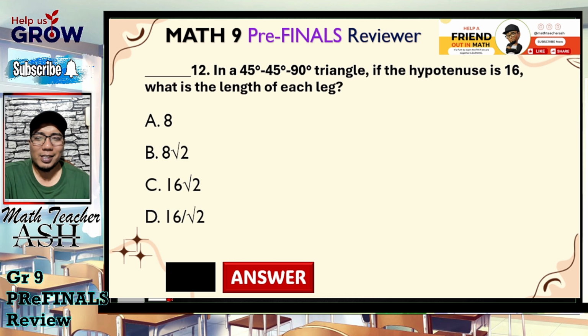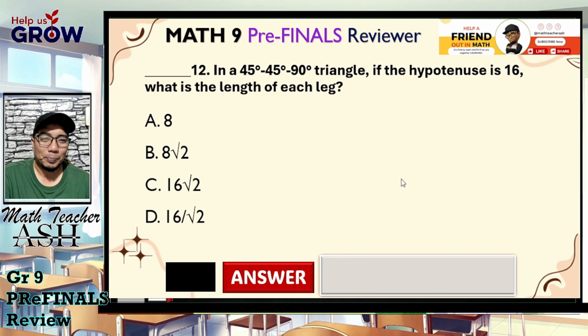Alright, my dear math learners, this is another special triangle we are dealing with here, the 45-45-90 triangle. Now, according to the rule, if you have a 45-45-90 triangle and your hypotenuse is given, in order to get the measurement for each leg, you just divide it by square root of 2. In this case, we have 16. Divide this by 2, that is 8, and then put square root of 2, you have 8 square root of 2. Letter B is the correct answer. Let's check whether we are correct.